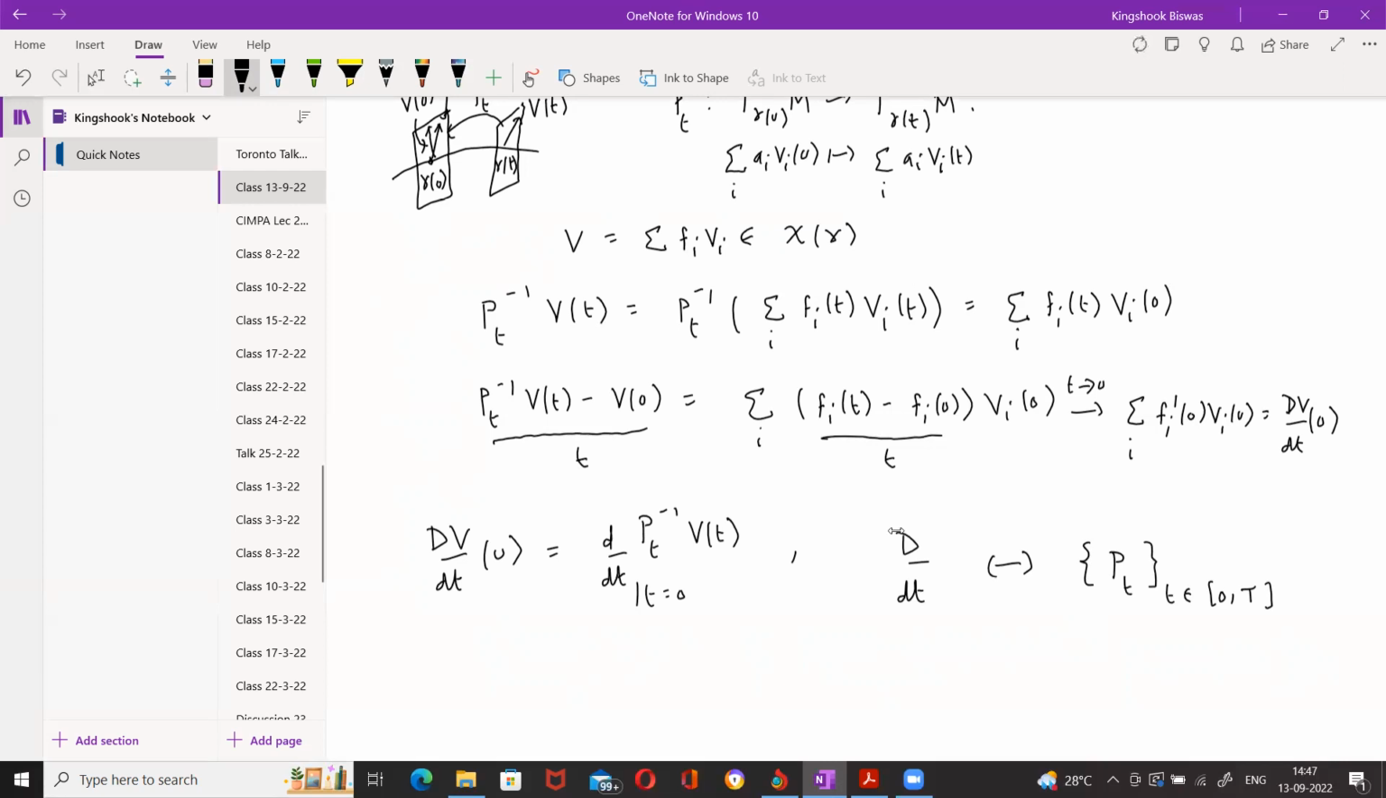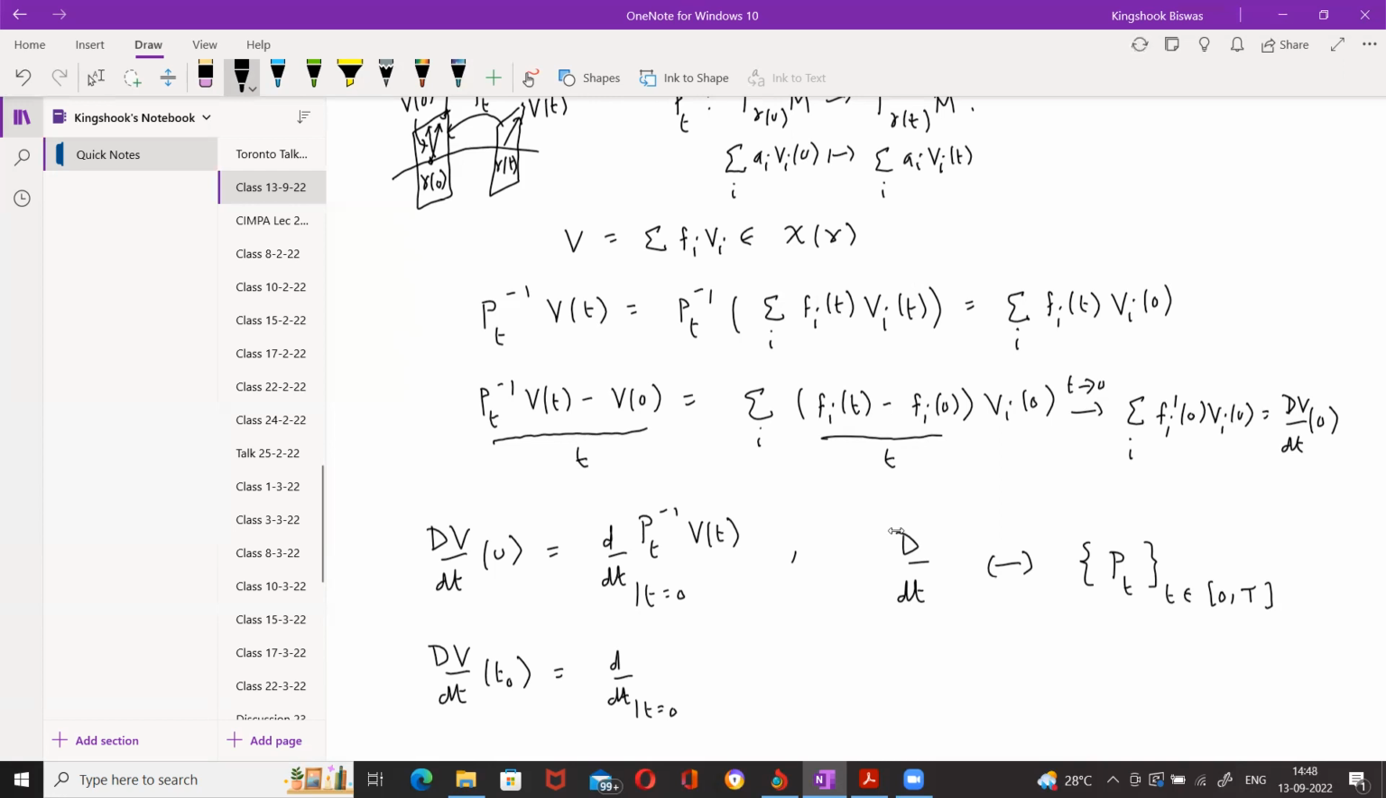At another point, dv/dt at some point t naught will be d/dt at t equal to 0. So basically, I have to look at gamma(t naught) and gamma(t naught plus t), and then I parallel transport back from gamma(t naught plus t) back to gamma(t naught).